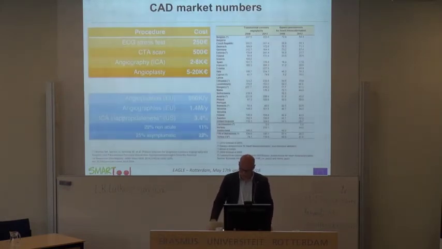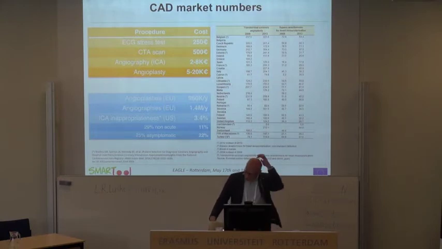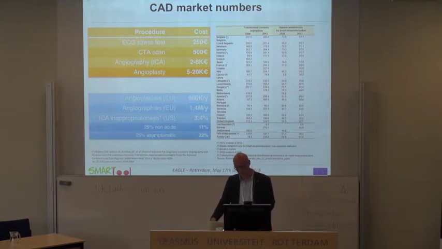So, some market numbers that are the most specific for us. The orange box shows the cost of the procedure related to CAD diagnosis and treatment. As you can see, the functional test costs a few hundred euros. A CTA scan costs about 500 euros. An angiography costs much more, from 2,000 to 8,000 euros. And an angioplasty can cost up to 20, but also 30 or 40 thousand euros for the most complex cases.